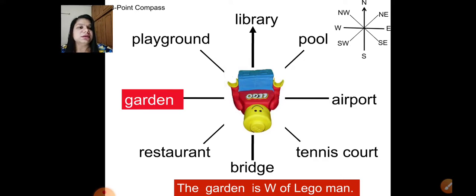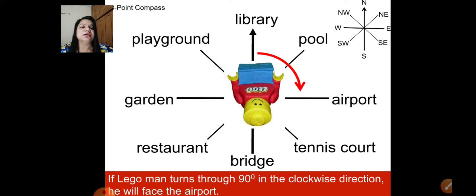Okay. Now just check. A legoman turns through 90 degree angle. Now from the library, a 90 degree angle, and he has to move in clockwise direction. Students, direction is most important. You have to take care in which direction you are moving, whether the direction is clockwise or anti-clockwise. So here it is the clockwise direction.